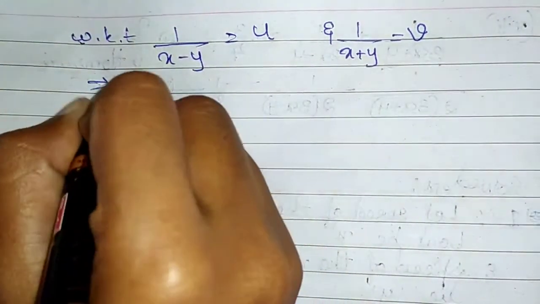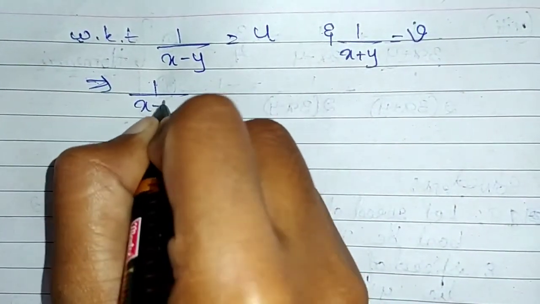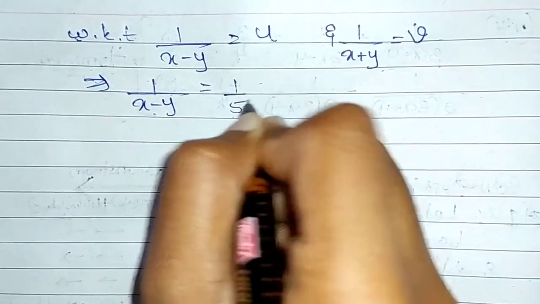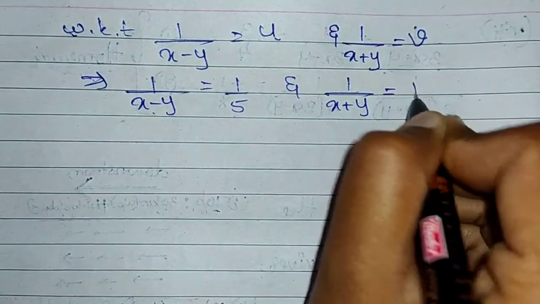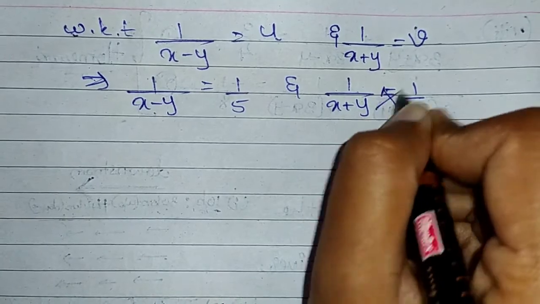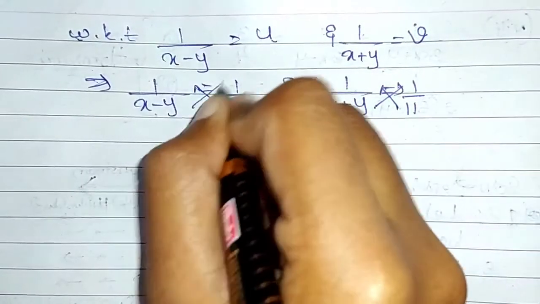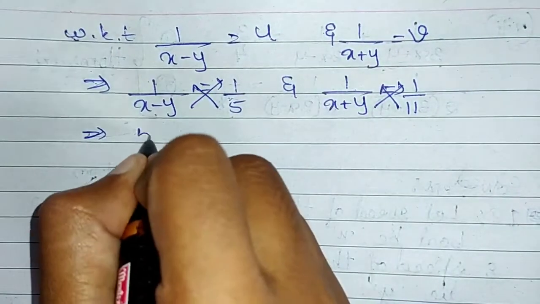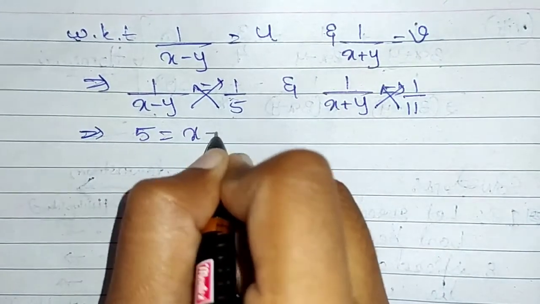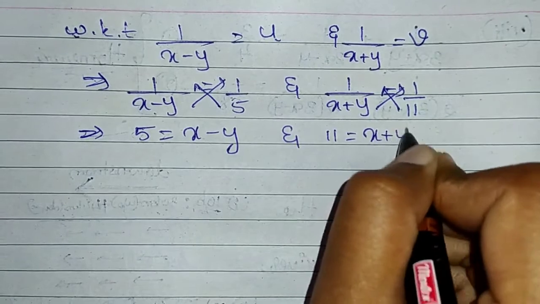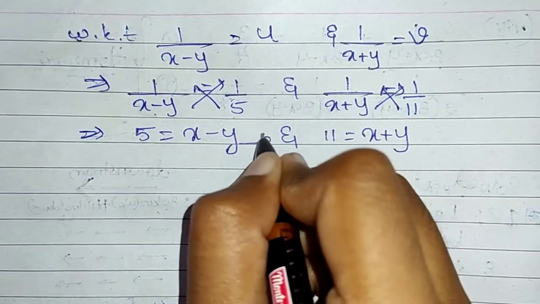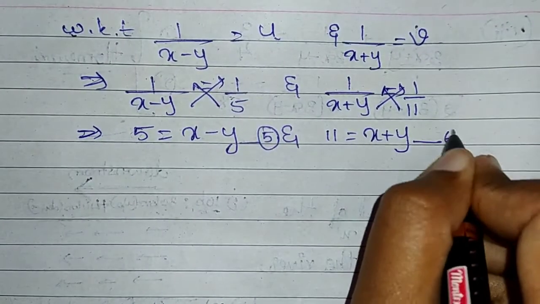This implies 1 by (x minus y) is equal to 1 by 5, and 1 by (x plus y) is equal to 1 by 11. Cross multiply them. We'll get 5 is equal to x minus y, and 11 is equal to x plus y. Name them as equation 5 and equation 6.